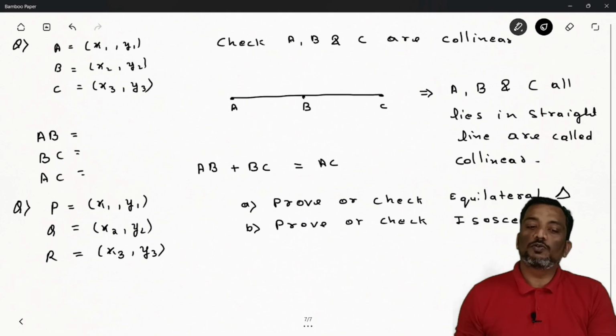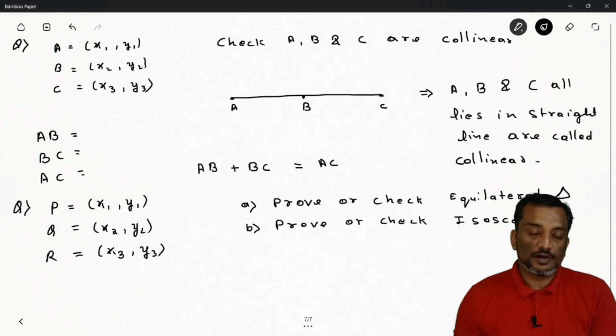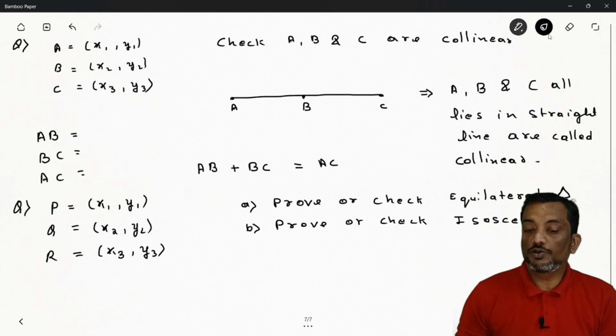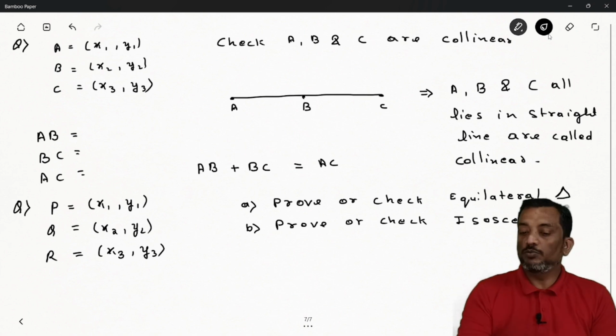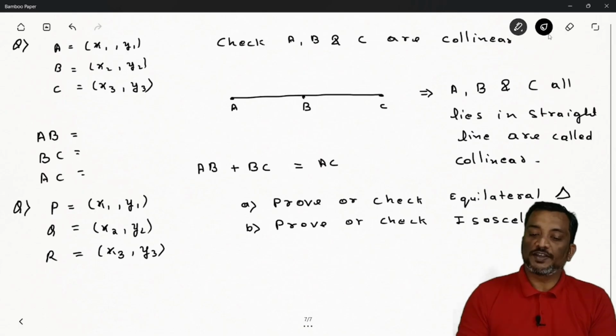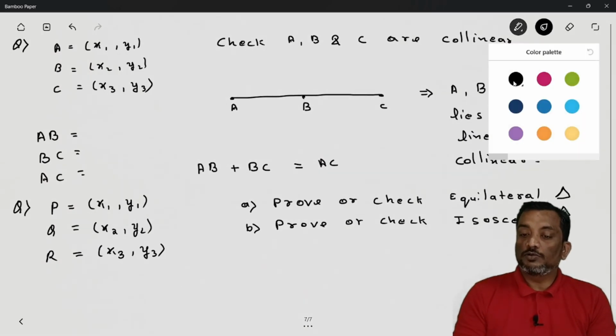Before proving either an equilateral triangle or an isosceles triangle, first you have to remember the property of the equilateral triangle or isosceles triangle. If you do not know, you can follow one of the videos. I will put it in the description. This is just a 90-second video, where I have explained it. It is so simple, you have to understand.